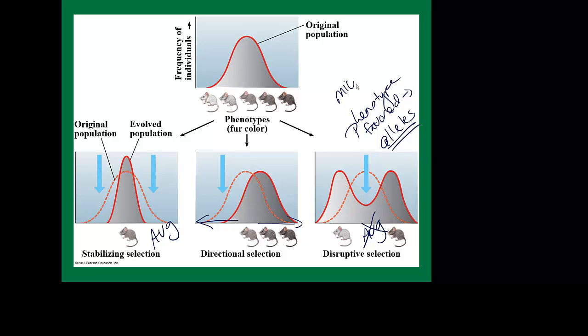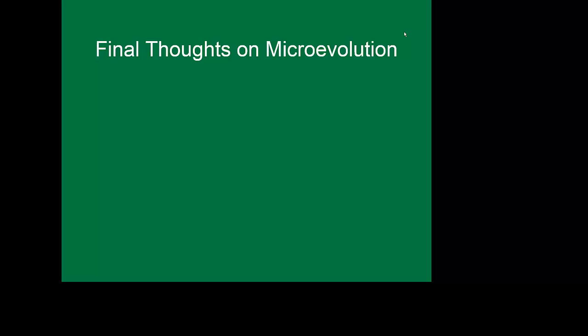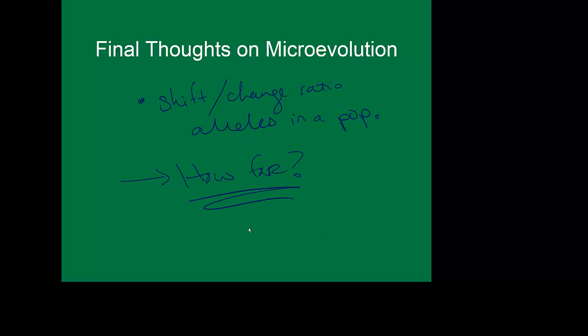So microevolution is the change in our allele frequencies, right? So we mentioned that before. So microevolution gives you a shift or a change in the ratio of our alleles in a population, right? So how far does that shift actually have to go before we get a new species? That's our next discussion.